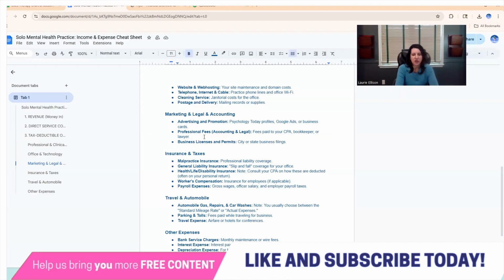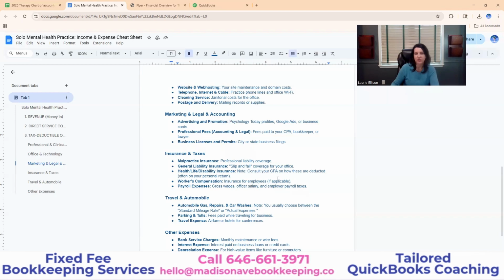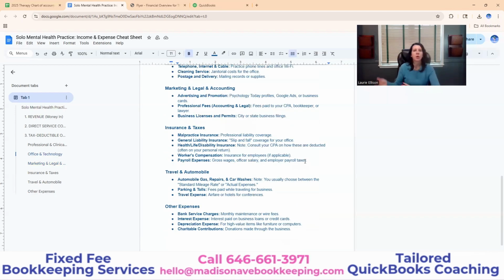Then you have your insurance and taxes. So that'll be any of your insurance you're taking. And then the taxes really has to do with the payroll expenses, right? So the employer payroll tax piece, which is a whole other conversation regarding mental health practices. And if you are the owner, if you are actually taking a salary or what we call a draw, I do have a video on that, so check that out.